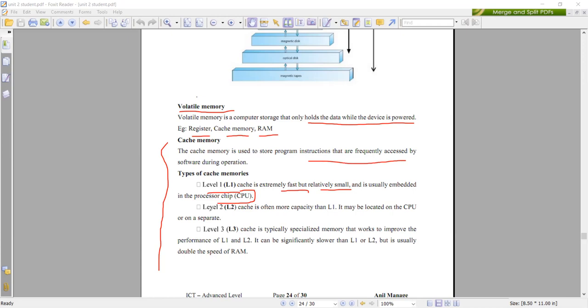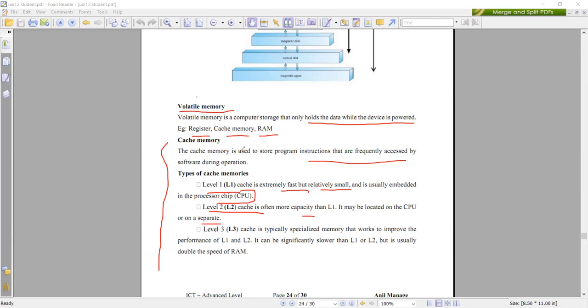Then level 2 cache is there. It often has more capacity than L1. Highlight that it may be located on the CPU or separately on the motherboard. But L1 is definitely inside the CPU. L2 can be a little different like that.